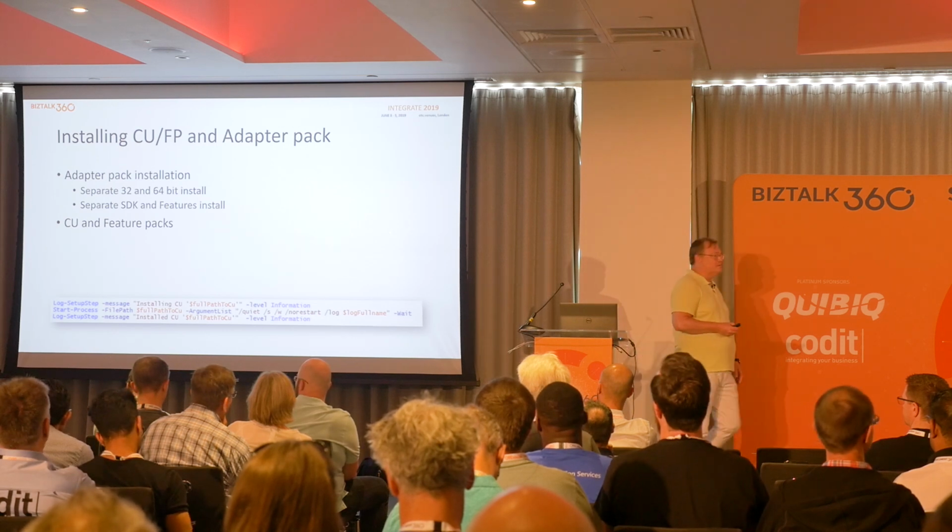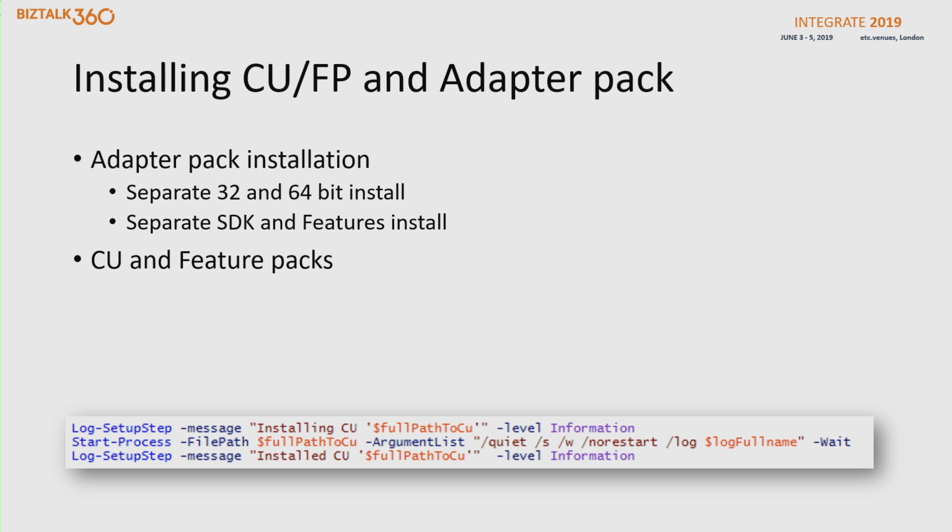CU some feature packs is quite straightforward. Just send some parameters, like in this case quiet, S and W, that will say, okay, this is silent installation and I don't want to see the wizard, and don't restart. And I send also, like you see, a path to a log file, and that is, I would say, quite a good practice. So you have one location where you place your log file, so you can read if something goes wrong. You can actually read there quite easily, and don't need to look for them in some temp library.